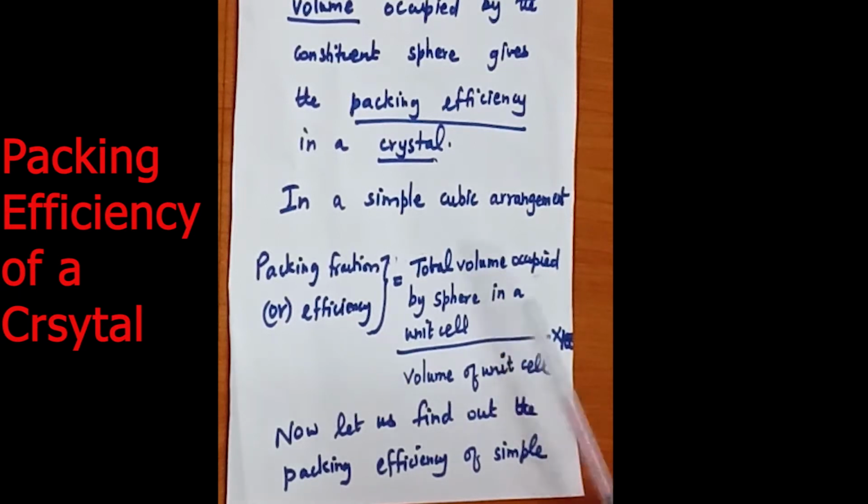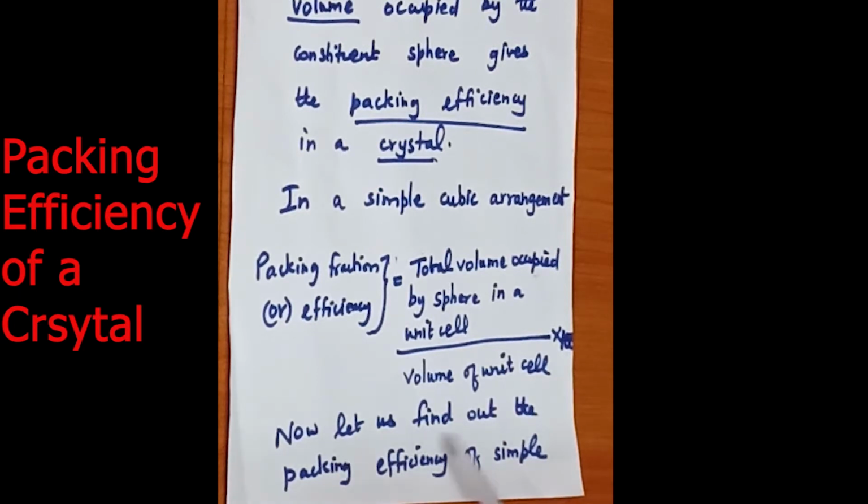in a unit cell divided by, so already I told you what is unit cell. The repeating unit of a particular sphere, that is atom, molecule or ions, in repetition in various dimensions is called a unit cell. That I have already taught you in the previous video lesson. I hope you have studied the definition for unit cell and lattice. So packing fraction or efficiency is given by the formula: total volume occupied by a sphere in a unit cell divided by volume of unit cell into 100.